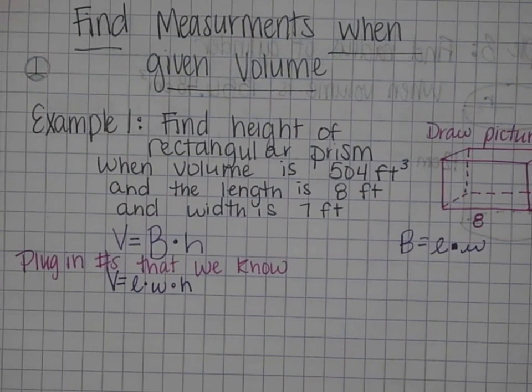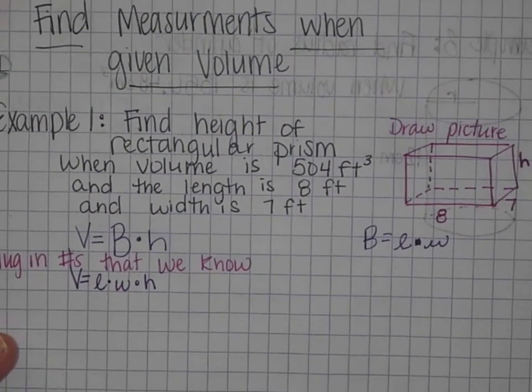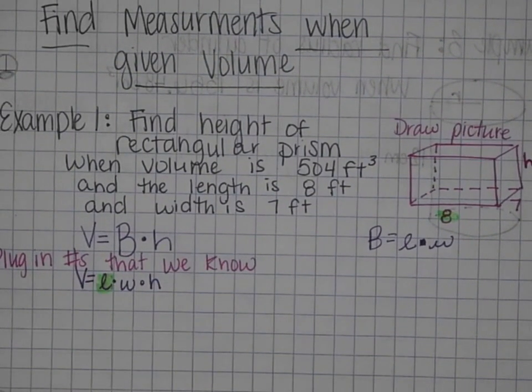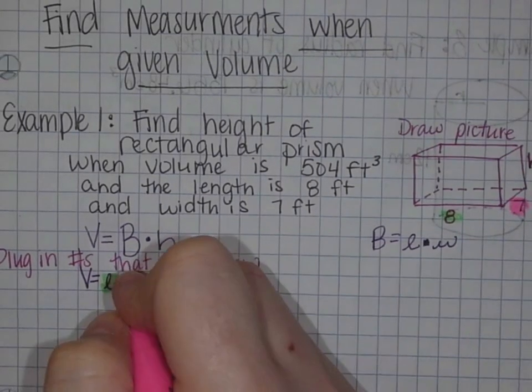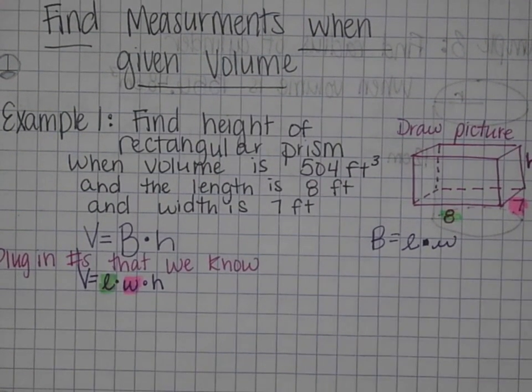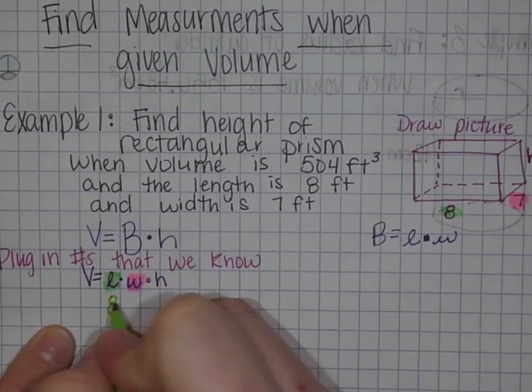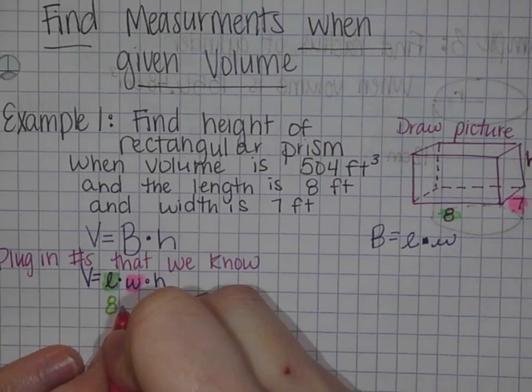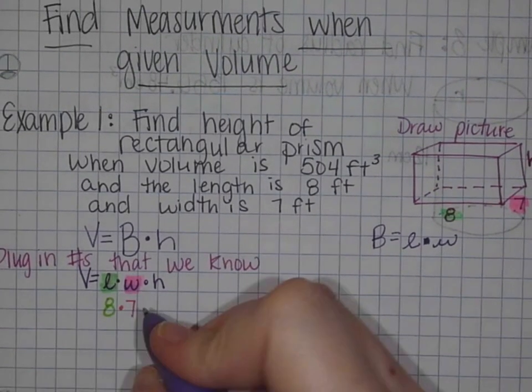So I'll use my green highlighter. If you have a highlighter, that works. So 8 is my length. If you don't have highlighters, you could always just use colored pens or whatever. And then the 7 is our width. So I'm going to plug those two numbers in: 8 for the length times 7 for the width times height.